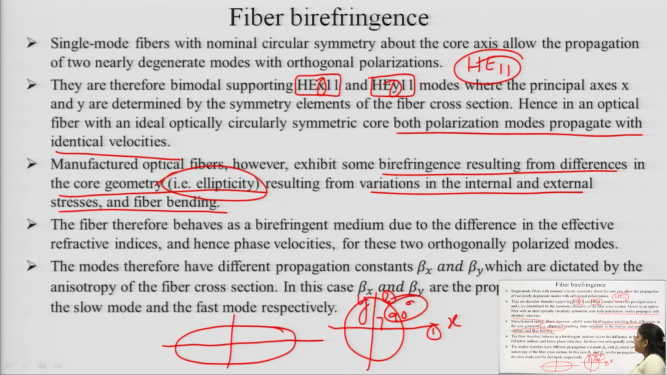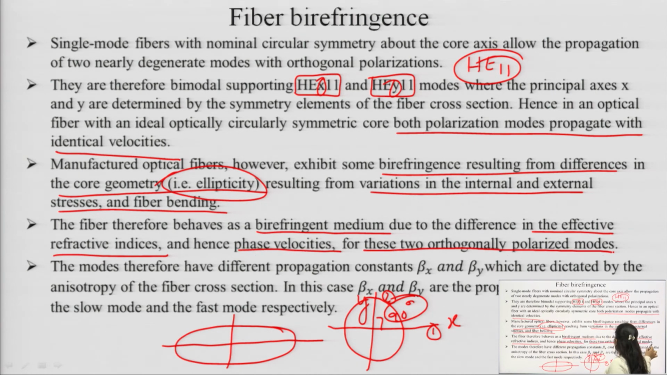The fiber therefore behaves as a birefringent medium due to the difference in the effective refractive index. Of course, the effective refractive index will change, and hence the phase velocity. These two modes are still orthogonally polarized, but their properties have changed and are no longer the same. The modes therefore have different propagation constants beta x and beta y, which are dictated by the anisotropy of the fiber cross section. In this case, beta x and beta y are the propagation constants for the slow mode and the fast mode respectively.